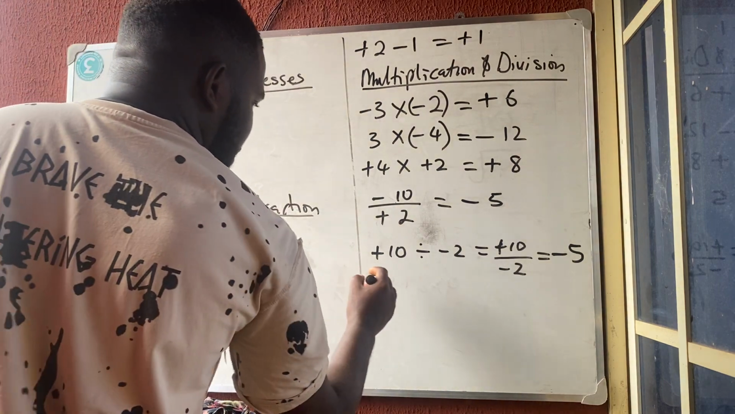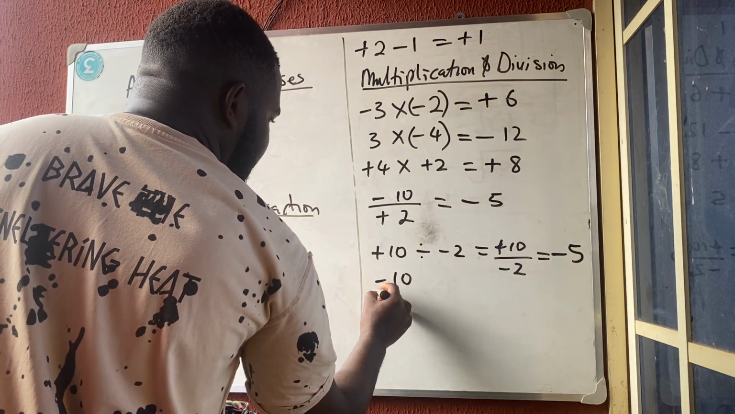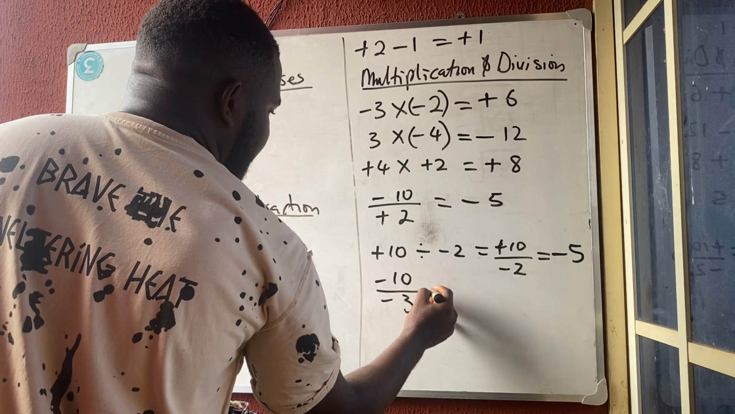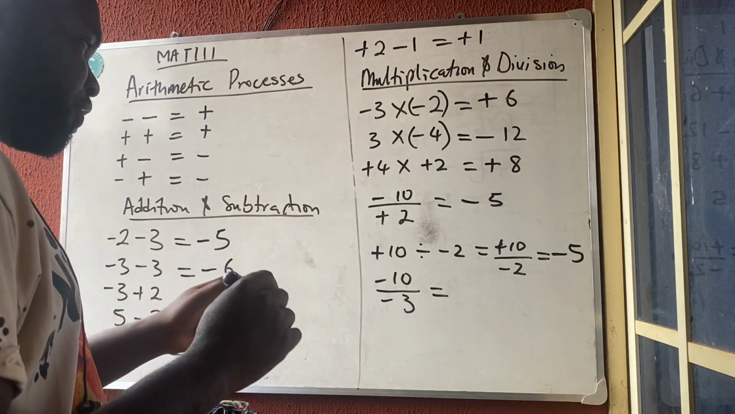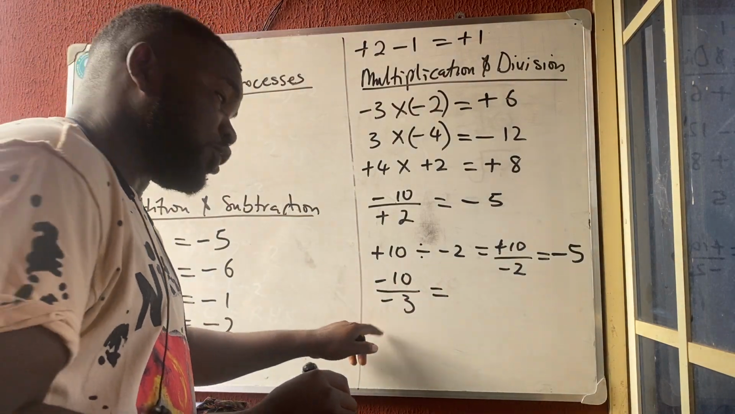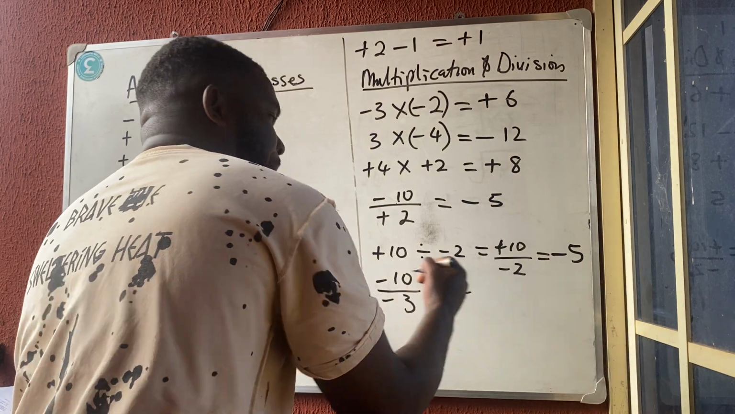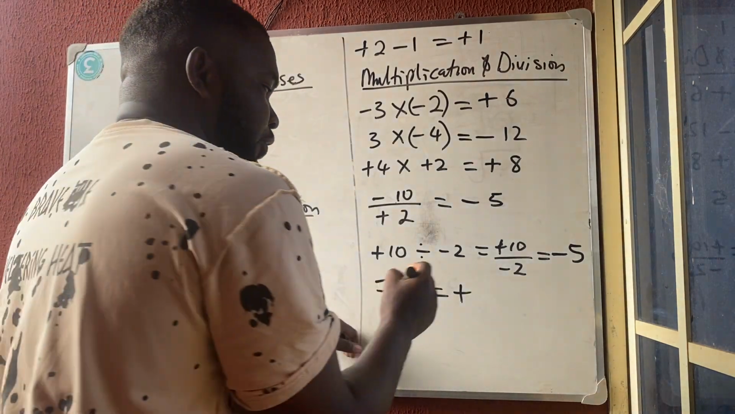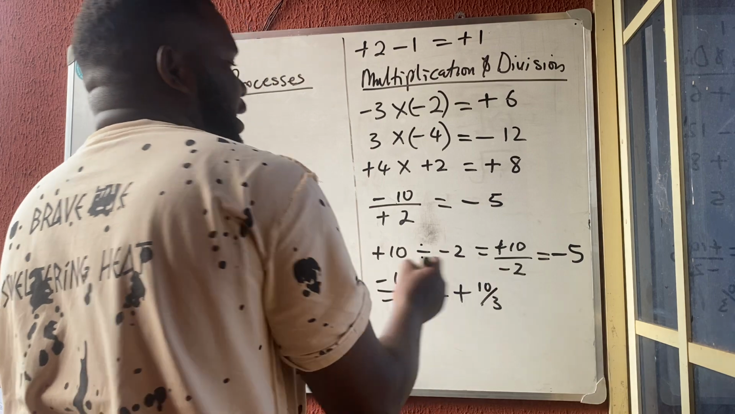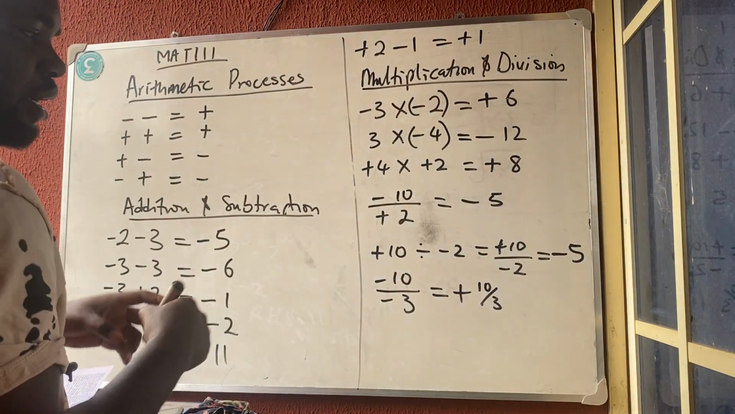So the next one I'm going to say is minus 10 divided by minus 3. Okay, look at this. The sign the answer is going to carry, minus minus is what? Because they are the same thing, plus. Then 10 divided by this cannot go. I will say 10 over 3 as my answer. Okay, as simple as that.